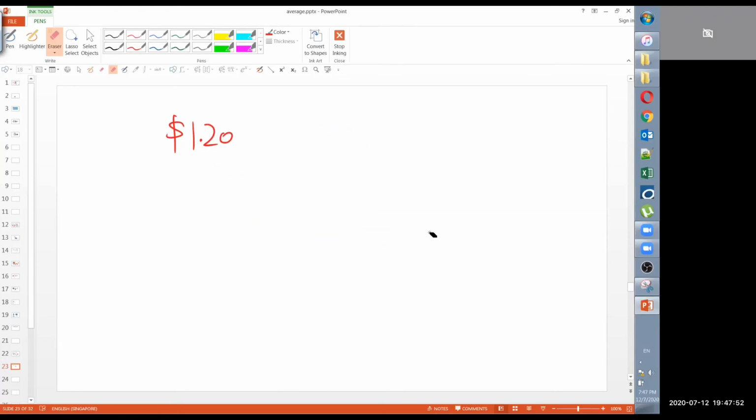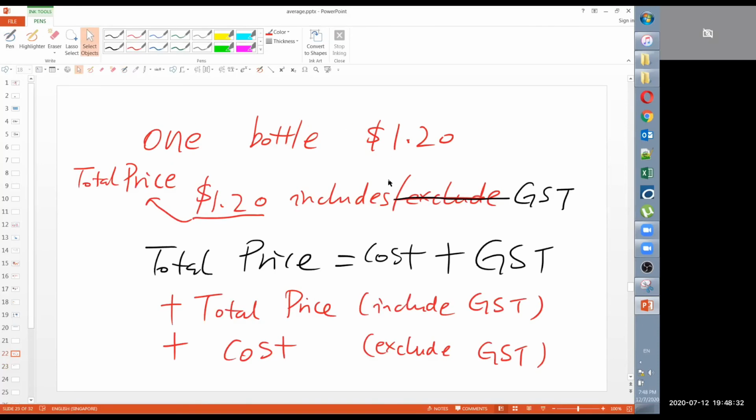So 120 is what? Your 120 is what? That is total price. Once again, your 120 is total price. Why? Answer me. Why is it called the total price? Because it's excluded. It's included with the GST.